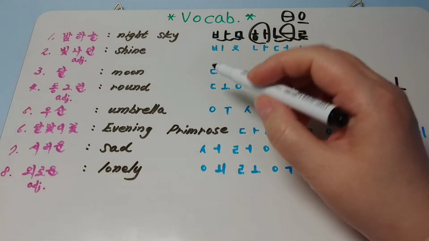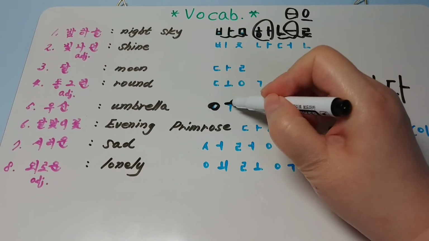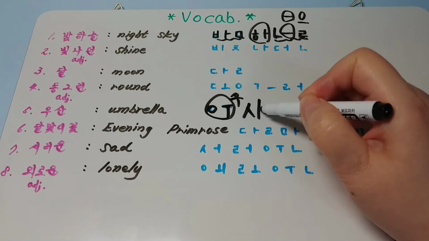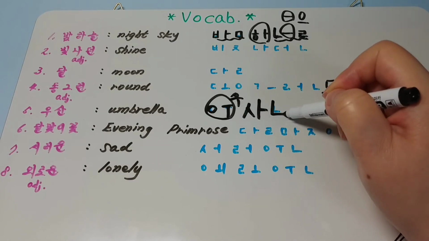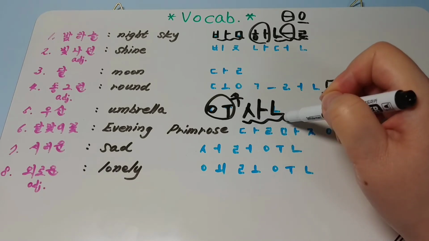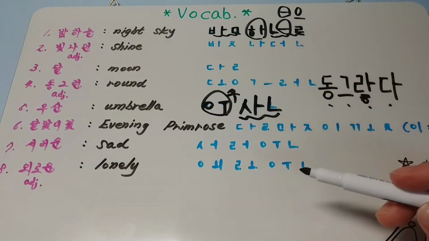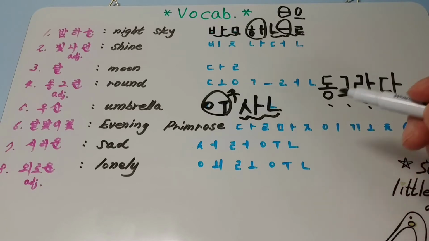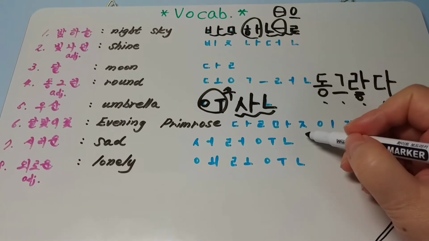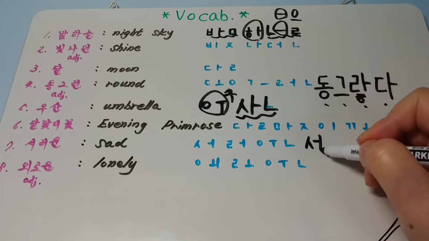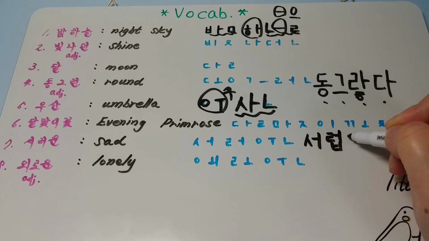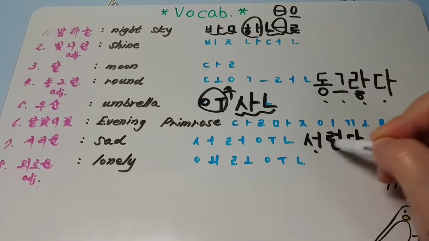Let's write it with me. Ieung, u, u. Consonant siot, vowel a, nieun. San. Usan, umbrella. Next, 7, 서러운. This is adjective 2. It means sad. The original form is 서럽다, siot, eo, rieul, eo, bieup, digeut, a, 서럽다.